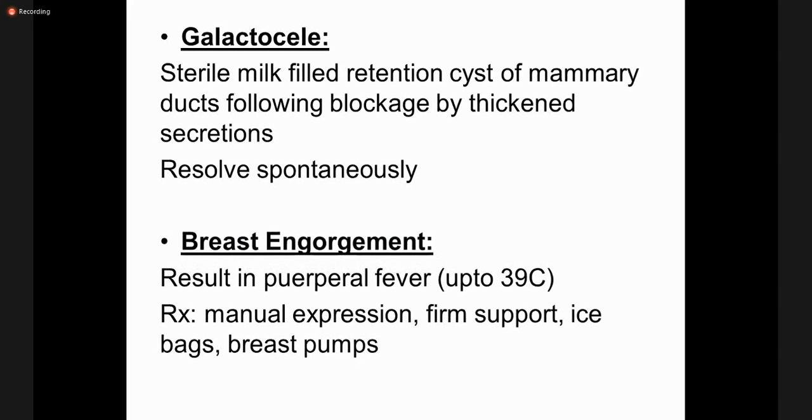The other thing is breast engorgement. What is breast engorgement? The size of the breast enlarges. Why does this happen? Because the patient is not feeding her baby, so the breast gets engorged. This can also result in puerperal fever, like we discussed puerperal pyrexia, so this can also happen due to breast engorgement.